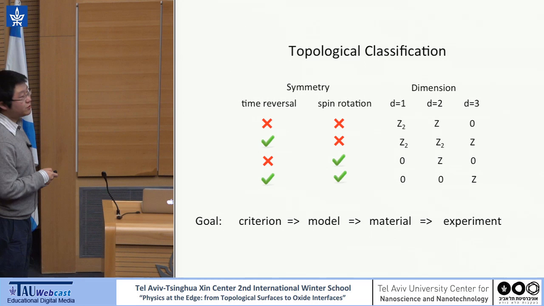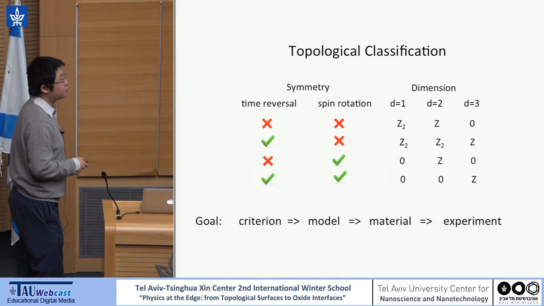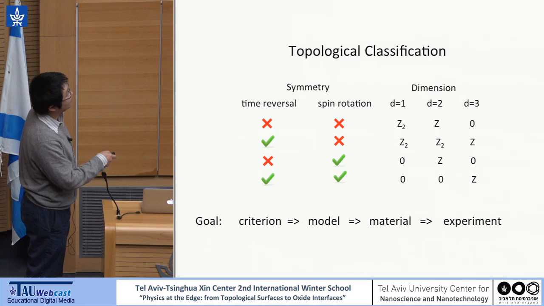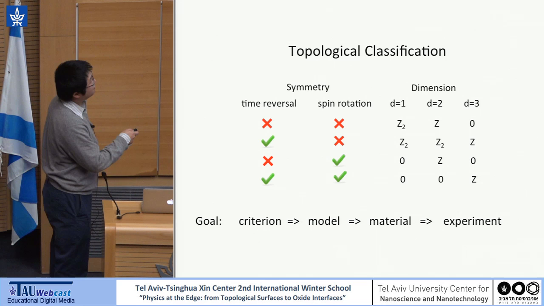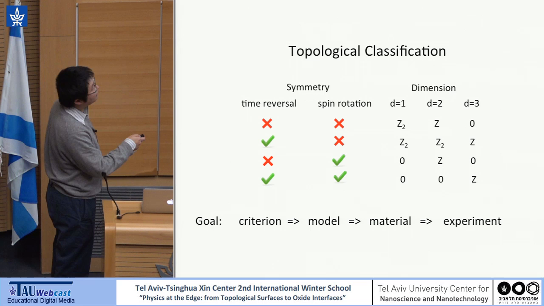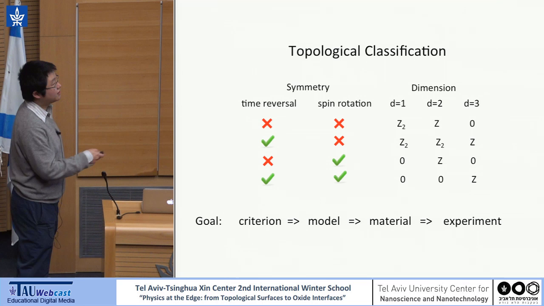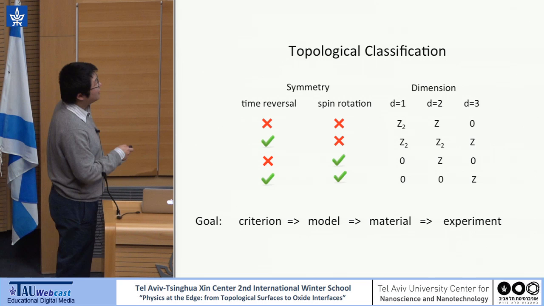For example, most of the superconductors, the s-wave spin singlet superconductors, fall into this class. The last one is time reversal invariant and spin rotation invariant. Whereas the first row here is time reversal breaking, spin non-rotationally invariant, and depending on these two symmetries, we have different classifications in different spatial dimensions. So this is a very nice result.